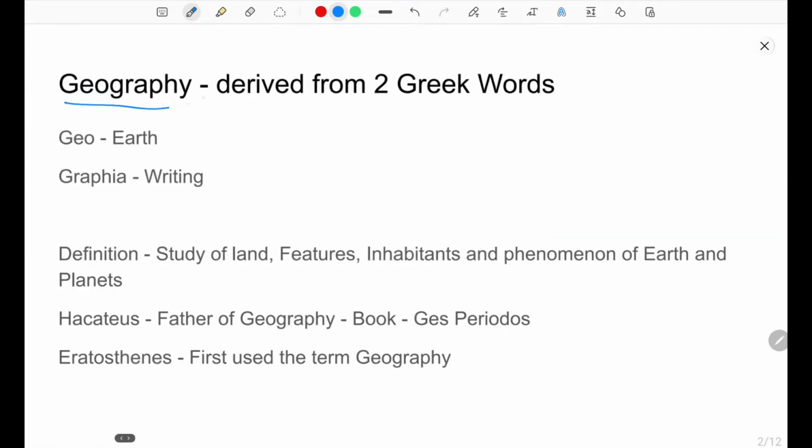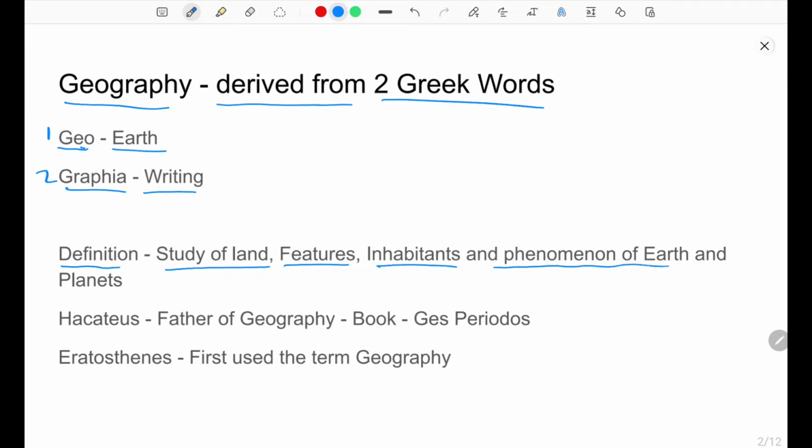Now geography. What is meant by geography? Geography is derived from two Greek words, geo and graphia. Geo means earth, whereas graphia means writing. The two Greek words are geo and graphia. Now, if you look at the definition, it's a study of land, features, inhabitants, and phenomena of earth and planets.